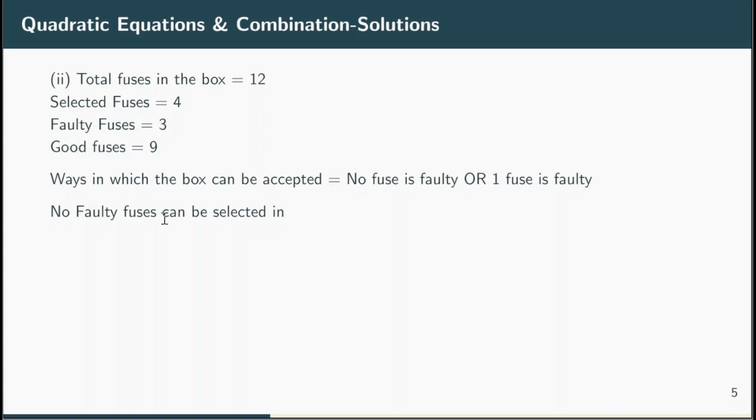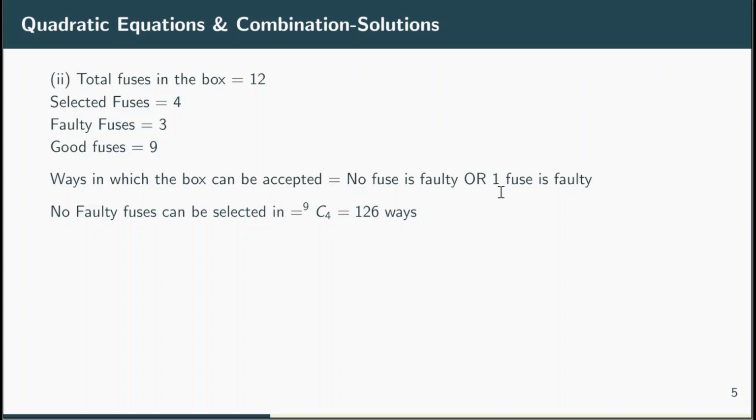No faulty fuse can be selected in this way. I'm going to take the box, and out of those 9 good fuses, I will select 4 fuses. So it can be selected in 9 combination 4 ways. And punching this on your calculators, that will give you 126 ways.